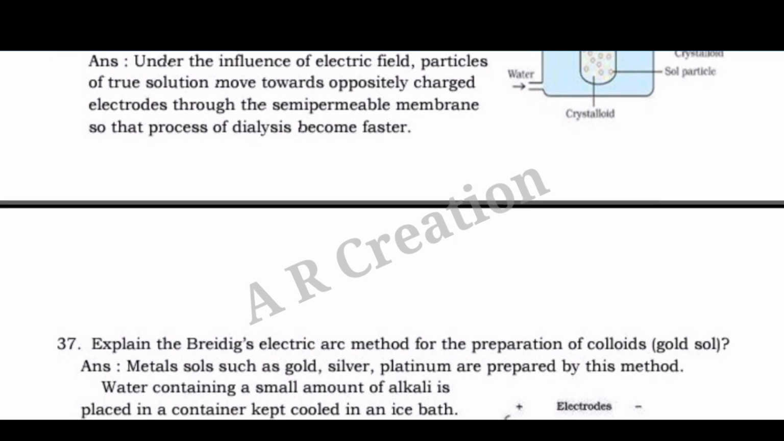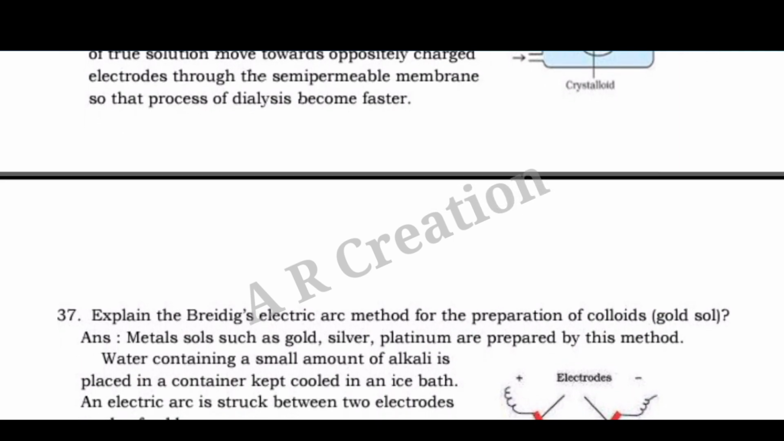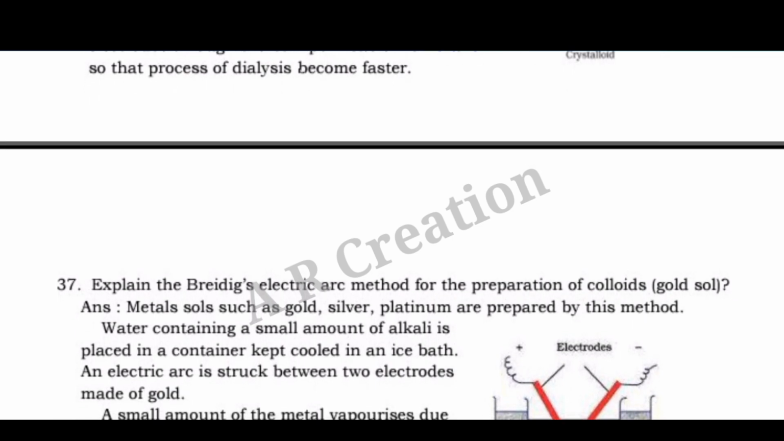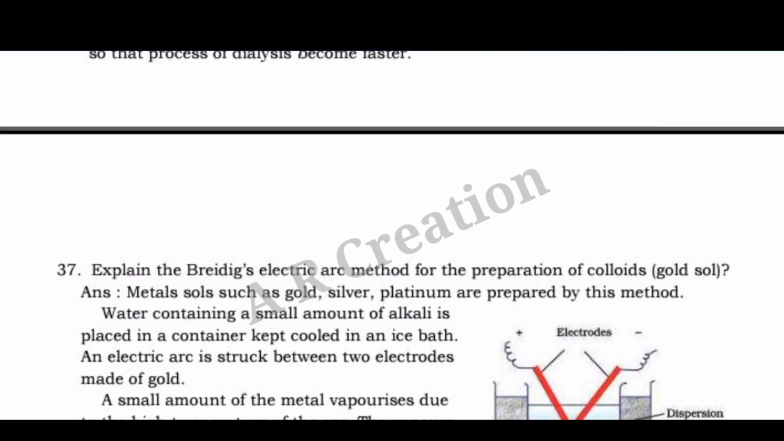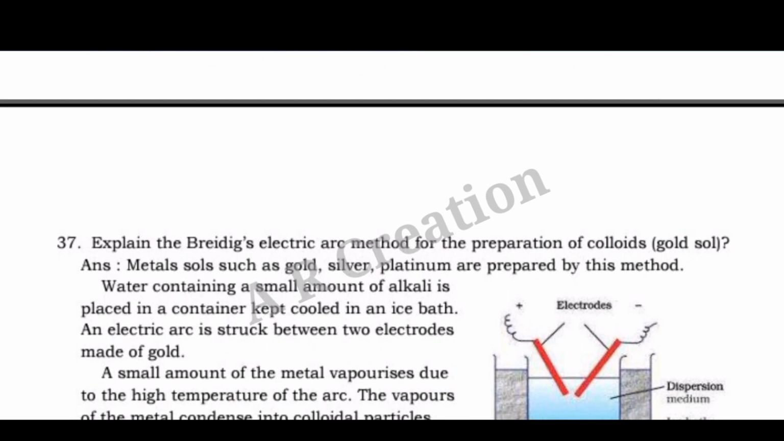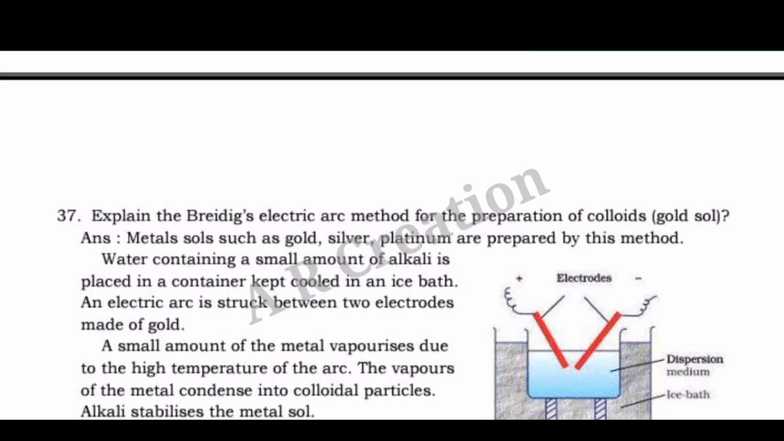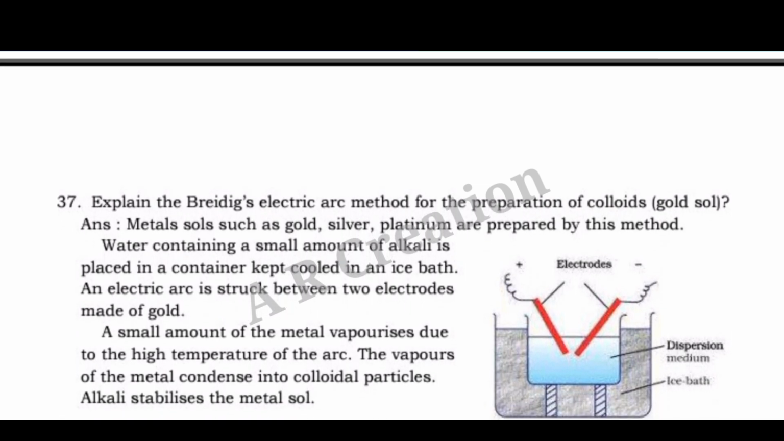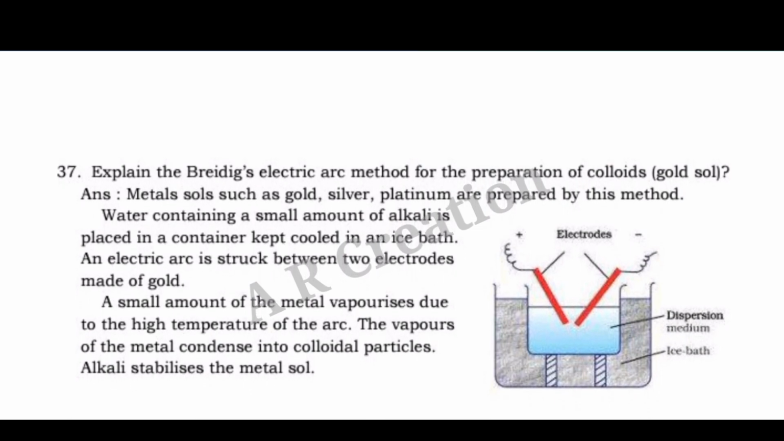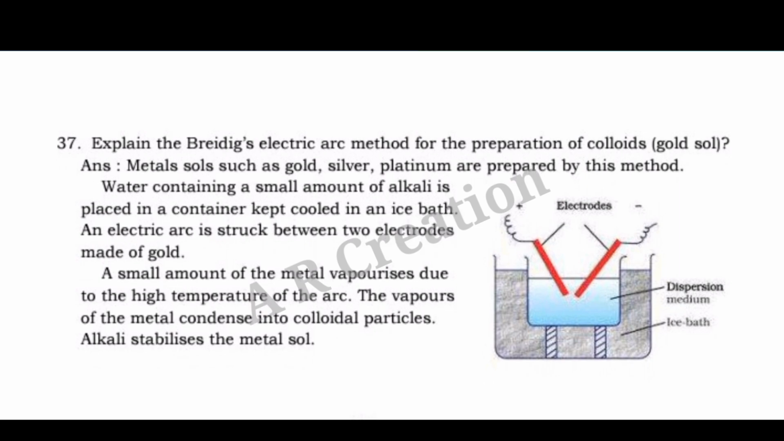Question 37. Explain Bredig's electric arc method for the preparation of colloids, gold sol. Answer. Metal sols such as gold, silver, platinum are prepared by this method. Water containing a small amount of alkali is placed in a container kept cooled in an ice bath. An electric arc is struck between two electrodes made of gold. A small amount of the metal vaporizes due to the high temperature of the arc. The vapors of the metal condense into colloidal particles. Alkali stabilizes the metal sol.